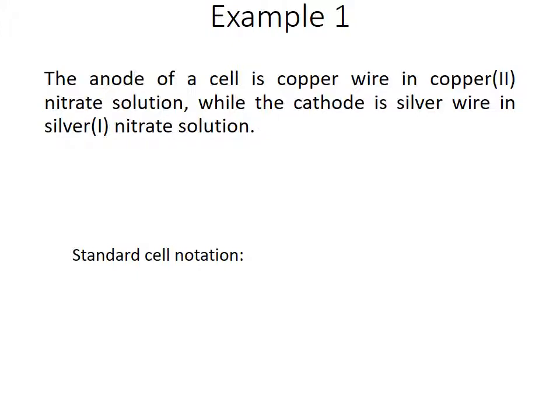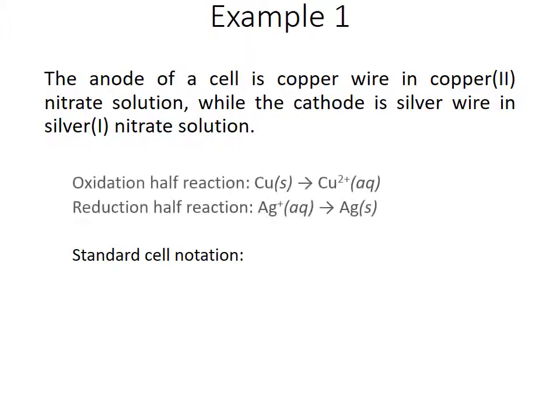The anode of a cell is copper wire in copper 2 nitrate solution, while the cathode is silver wire in silver 1 nitrate solution. Well, the first thing we need to do is identify our half reactions. And the second thing I'm going to notice about this is they don't give us any concentrations, so we're going to use the aqueous designators in our cell notation.